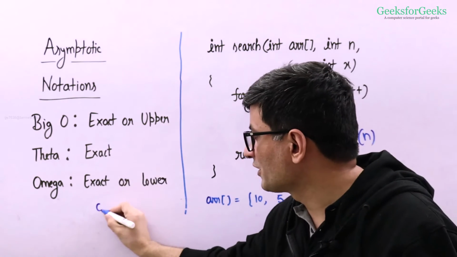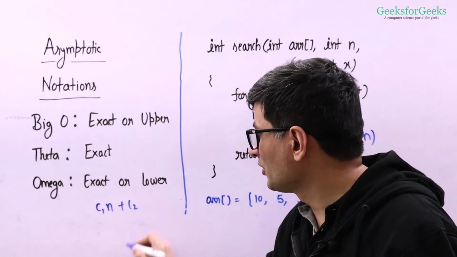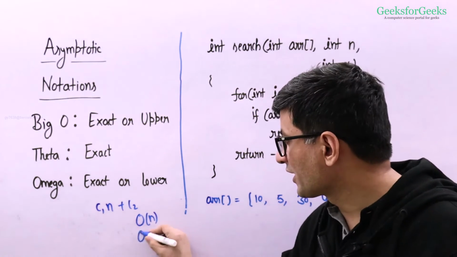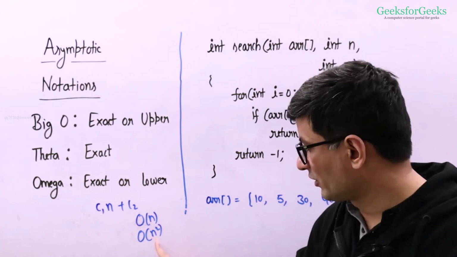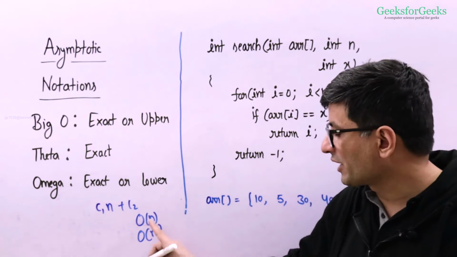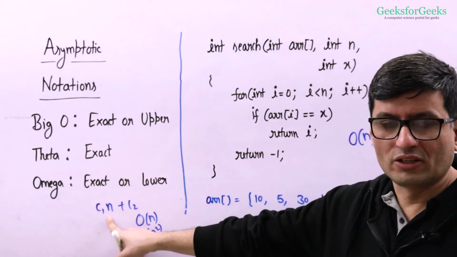So if you have a function which is c1n plus c2, you can write it as big O of n. Mathematically, you can write it as big O of n square also, right? Because any higher order growth can also be written in big O notation. You can write anything higher than n, not less than n.